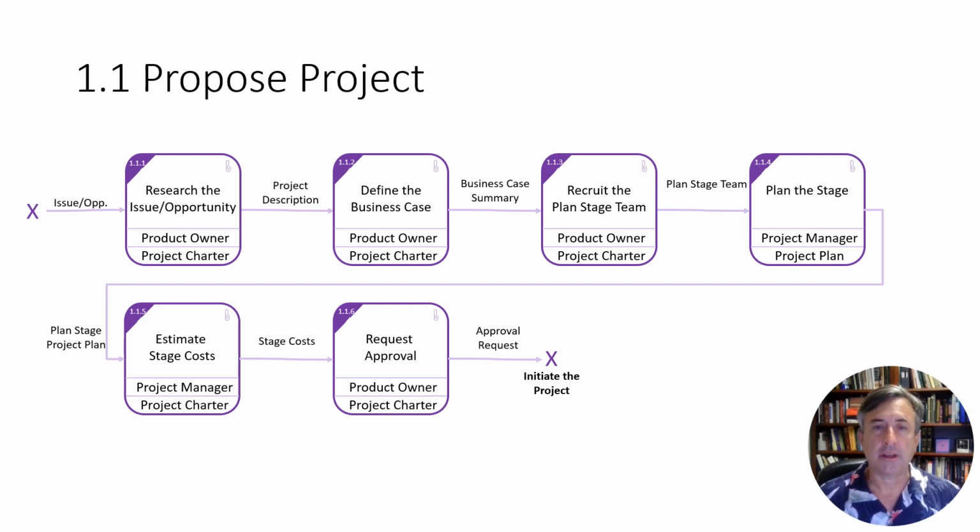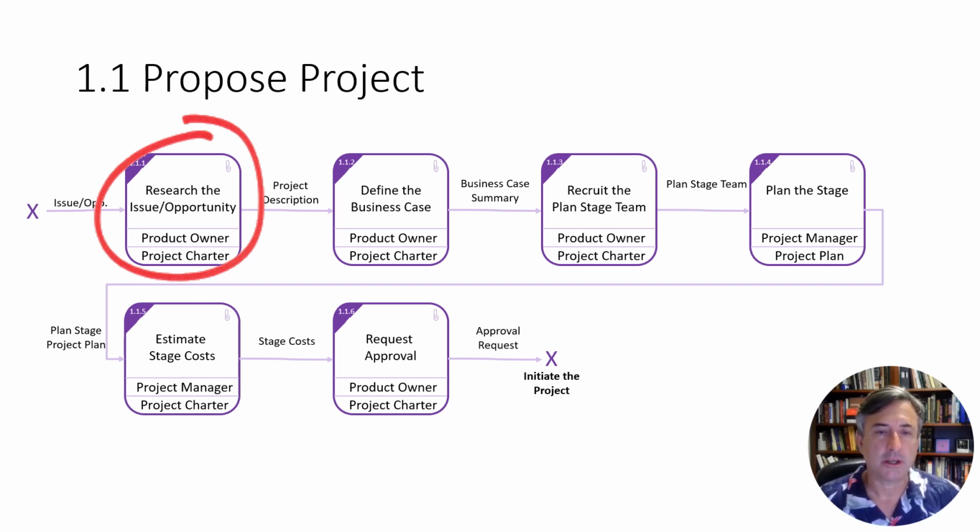Okay, so let's dive into the first sub-process, which is proposing the project. So this means you're taking this to your management and you're saying, hey, I think this is worthy of some further investigation. So this all starts with you've identified an issue or an opportunity, maybe a customer suggestion for an enhancement or a new product line, etc. And you're going to do just some initial research of the issue and opportunity. We're talking all back of the envelope types of things here.